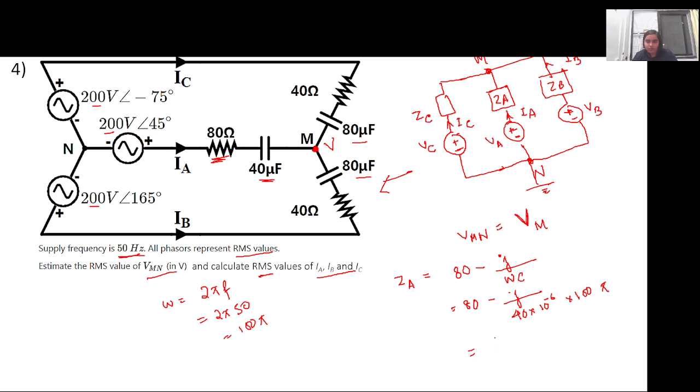So it is 80 minus j into 1 divided by 40 into 10 to the power minus 6 into 100 pi. So it is around 79.577. This is ZA. Now, what will be equal to ZB?